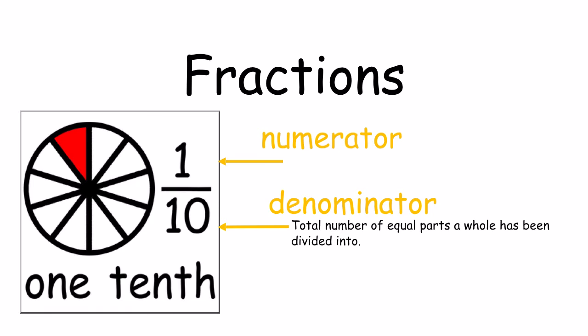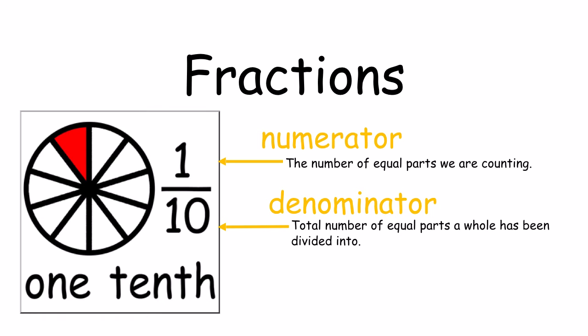The denominator tells us the total number of equal parts a whole has been divided into. Here on my circle, it has been divided into 10 equal parts. The numerator tells us the number of equal parts we are counting. In our circle, one of the parts has been shaded, so we are counting 1. This means we are looking at 1/10.